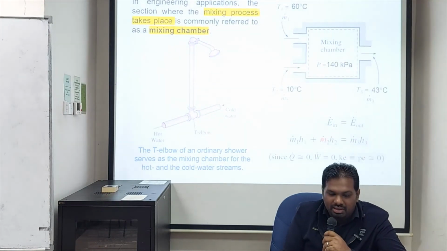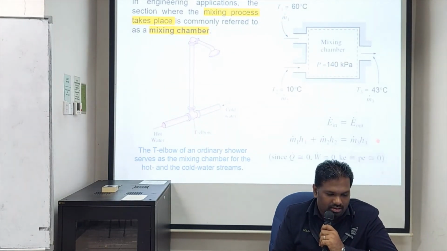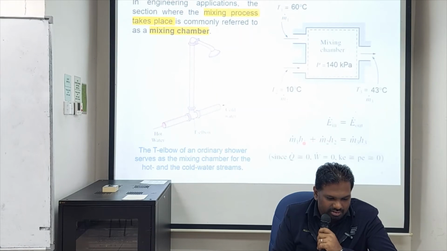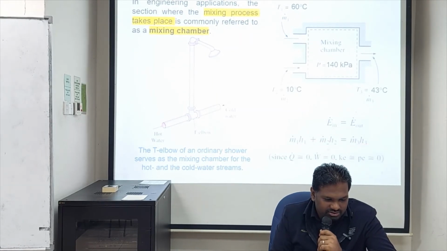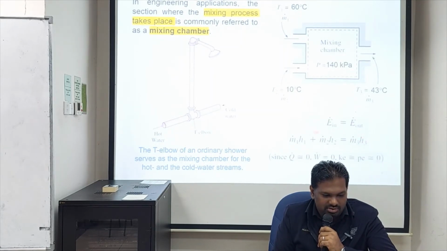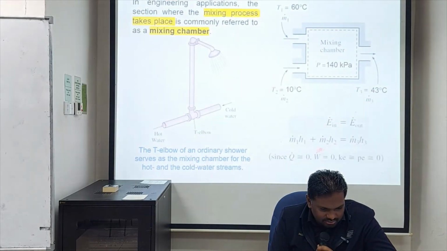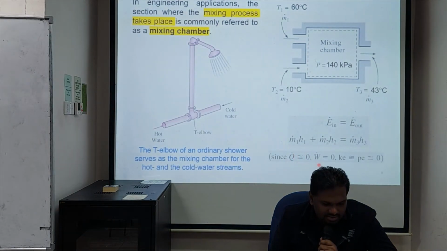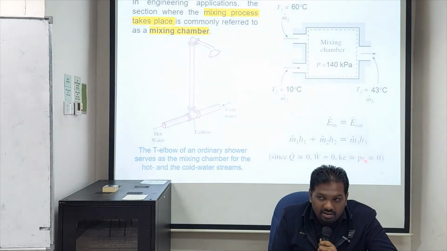Okay, so this something that you get from your energy conservation equation. Okay, M1 H1 plus M2 H2. So input equals to output. So input ada dua. So M1 and M2, H1 and H2. Output is only one. M3 H3. Okay, so the heat transfer is 0, work done is 0. So kinetic and potential energy equals to 0.